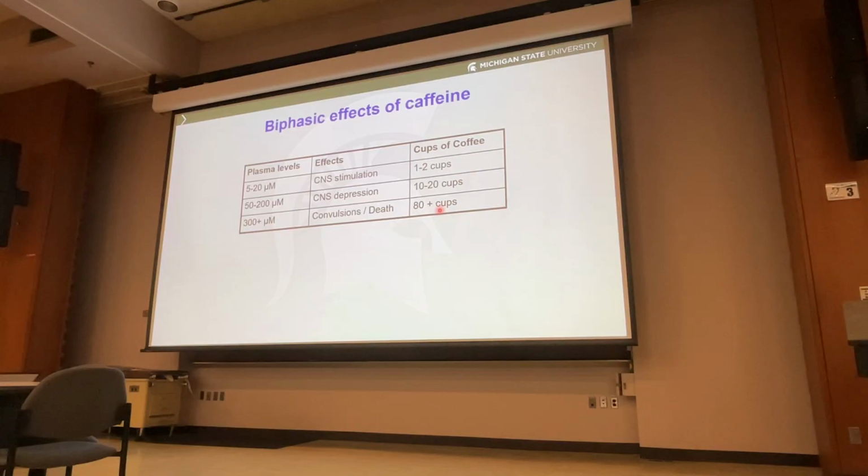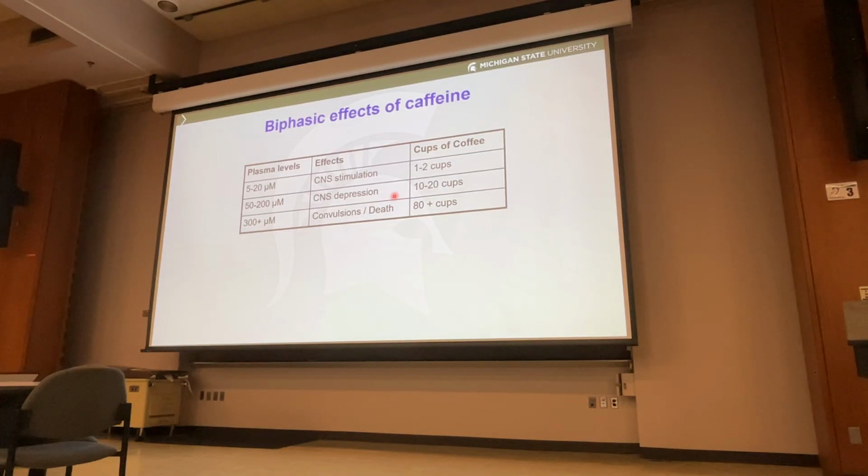So also interesting to note, there's a biphasic effect of caffeine at the lower doses, right? So 5 to 20 micromolar, 1 to 2 cups of coffee a day, you get the CNS stimulation that we're talking about. One up from there, 50 to 200 micromolar, or 10 to 20 cups. Now we're getting pretty unrealistic. You get CNS depression, and we'll get into the molecular aspects of that.